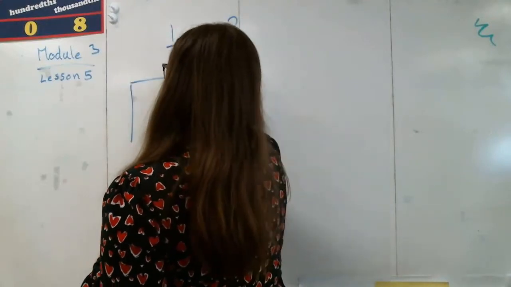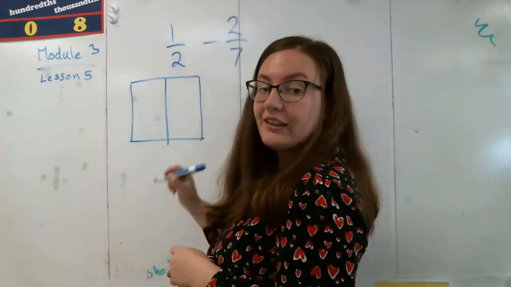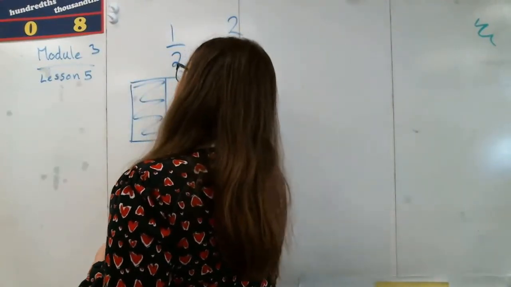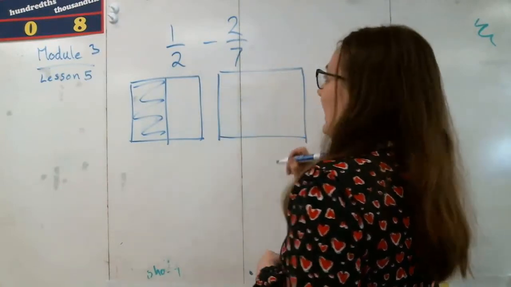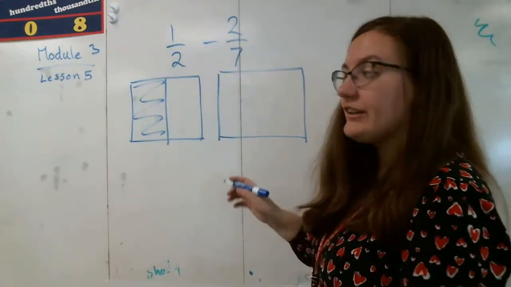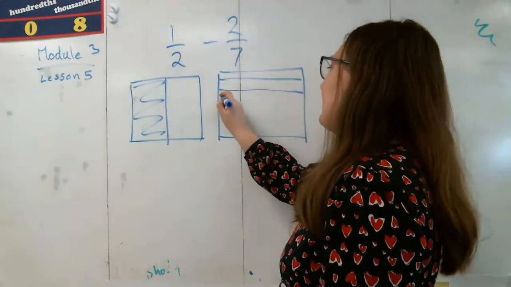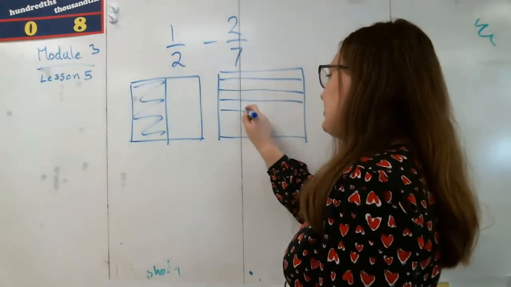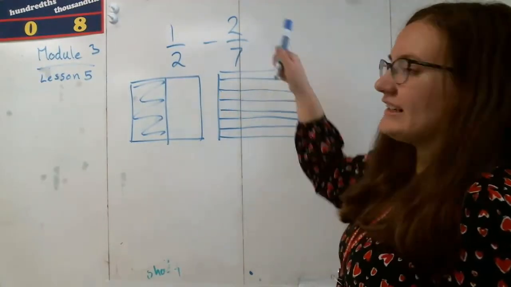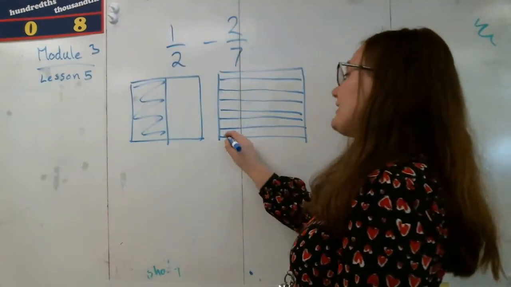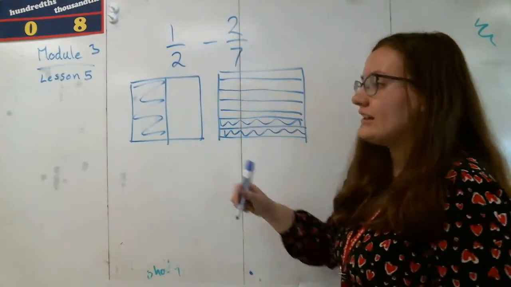So first I need to show what a half is going to look like. So I cut it vertically and I shade in a half. And then I come over here and I need to show 2/7. So I need to split this into sevenths. And by now we're probably pros at this because we've done it so much. 4, 5, 6. And I need to shade in 2 of these parts because my numerator is 2. So there's 2/7 and there's a half.